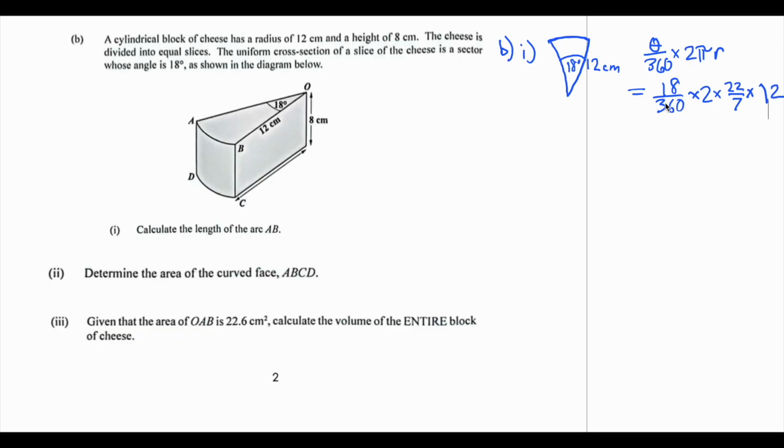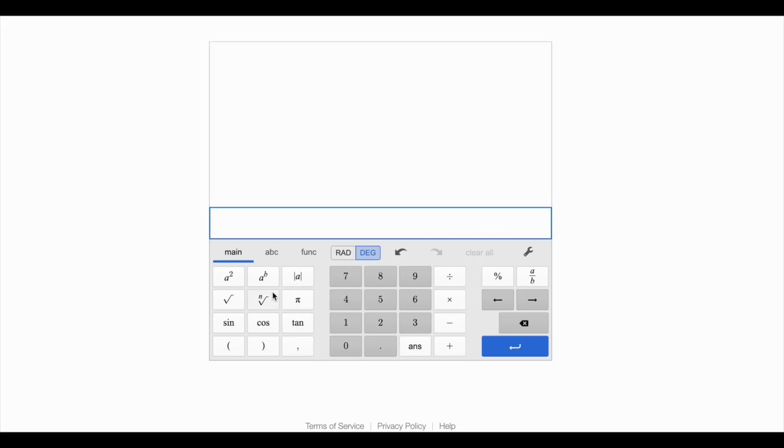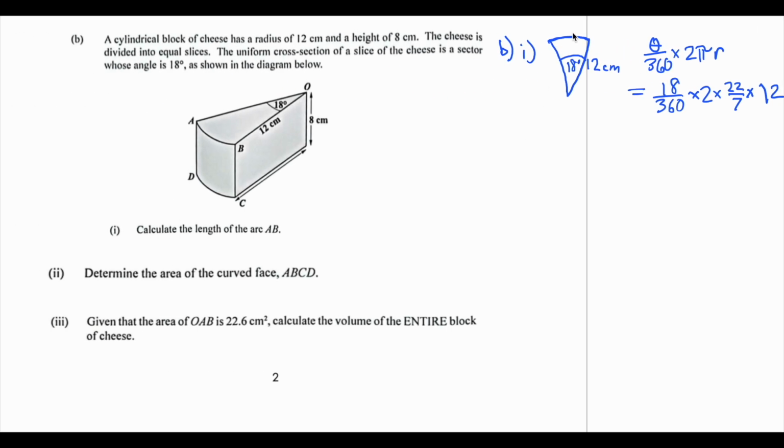So if I put this in the formula in the calculator, I should get my answer. So 18 divided by 360, which is the fraction, times 2 times 22 over 7 times 12 gives us the length, 3.77. So the arc length here is 3.77 centimeters.